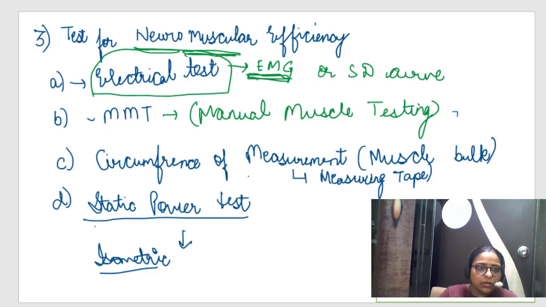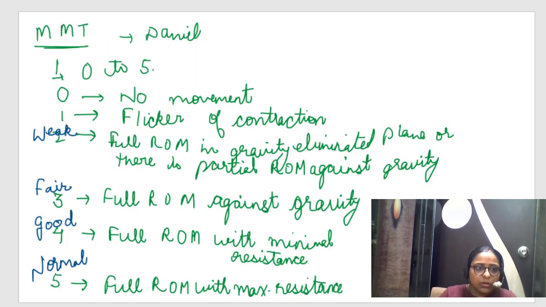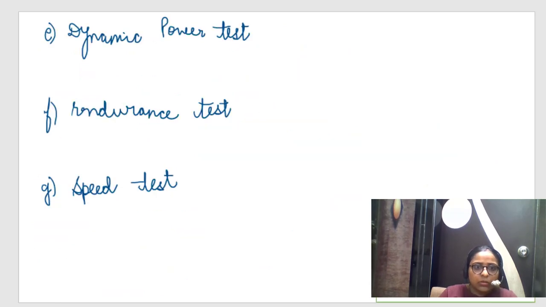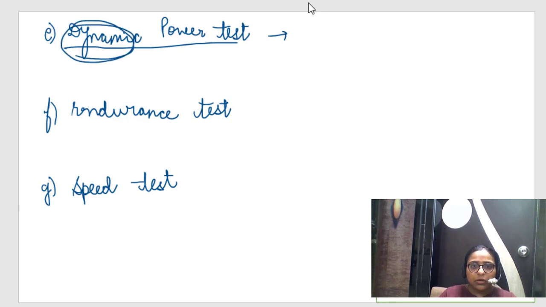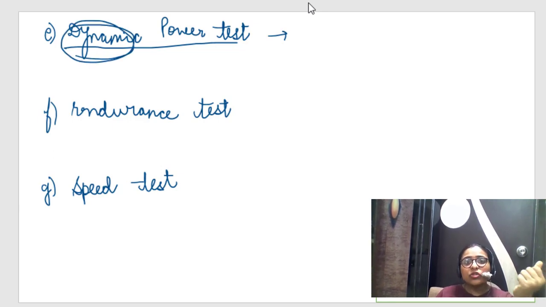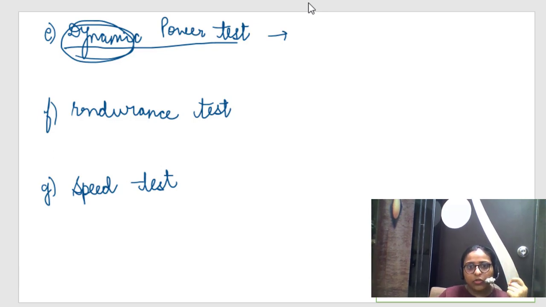If you proceed to the next thing, then is your dynamic power test. Okay, so we have discussed the static power test. There we are testing the muscle power at the rest, right, means the muscle is contracting but it is not showing any change in the length of the muscle. But in the dynamic power test we are checking the muscle power in the dynamic position, means the muscle is moving, right. So a muscle is showing the change in length.